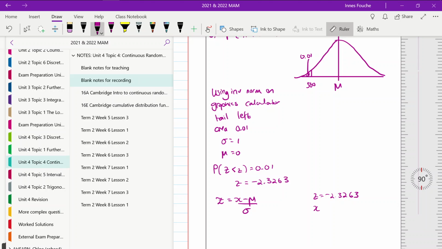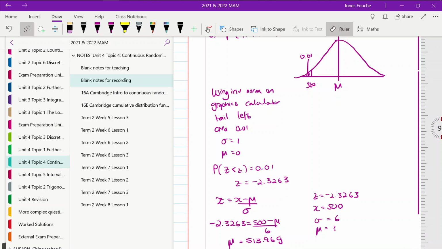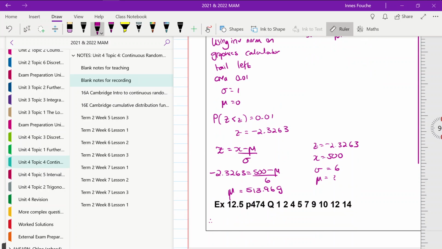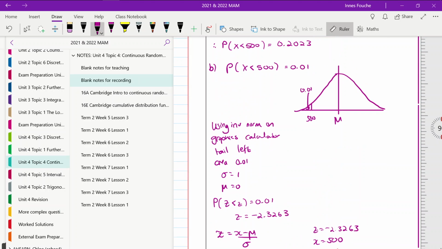Our x value is 500. We know that our standard deviation was 6, and we don't know what our mu was, and so we can put those values in. Negative 2.3263 is 500 minus mu over 6, and mu is 513.96 grams. Now, we want to round that reasonably, so I would say therefore mu is approximately equal to 514 grams. We just want to round it reasonably.